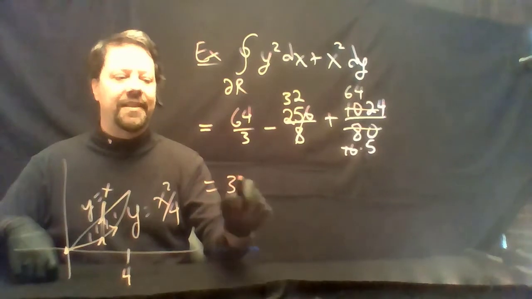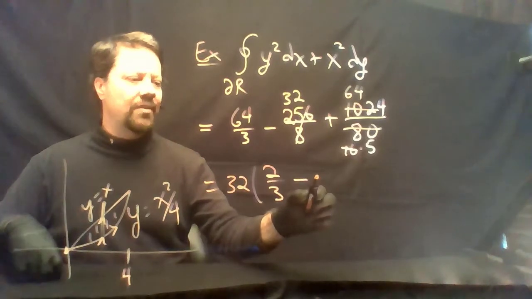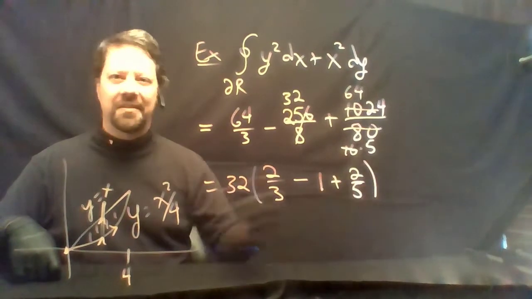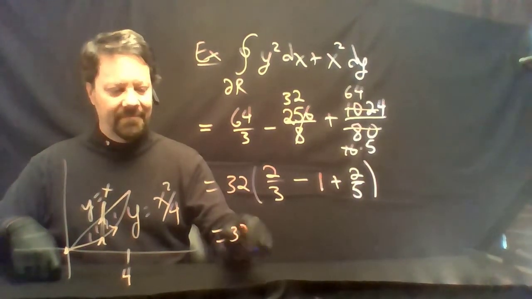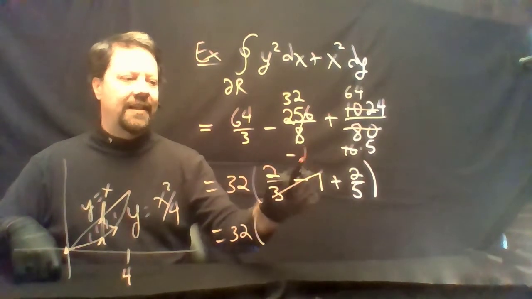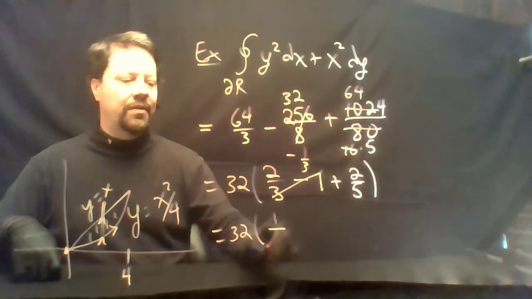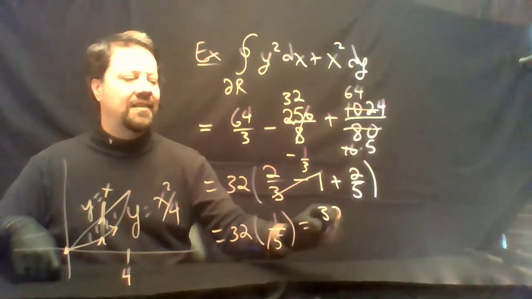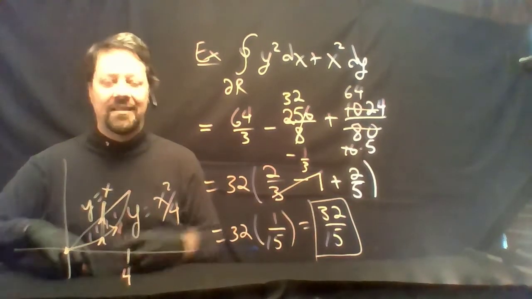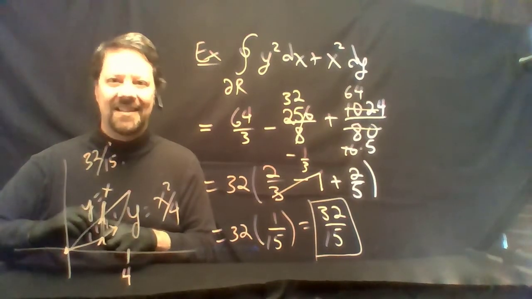32 factors out of everything that's left. That leaves us with 2/3 minus 1 plus 2/5. 2/3 minus 1 is negative 1/3. That gives us negative 5 and 6 is positive 1 over 15. The answer is 32/15. We'll preserve that over here until we do the left-hand side.